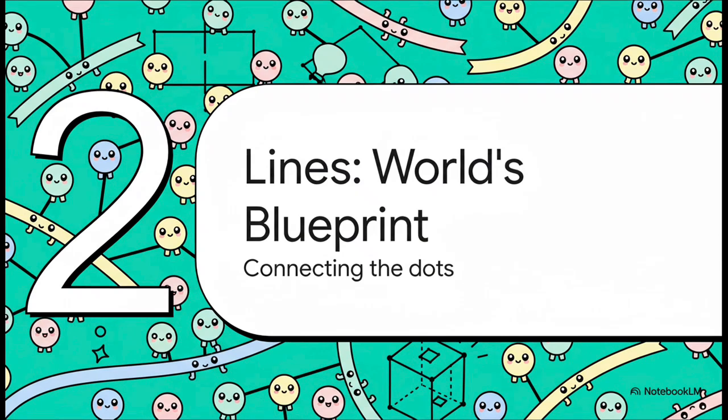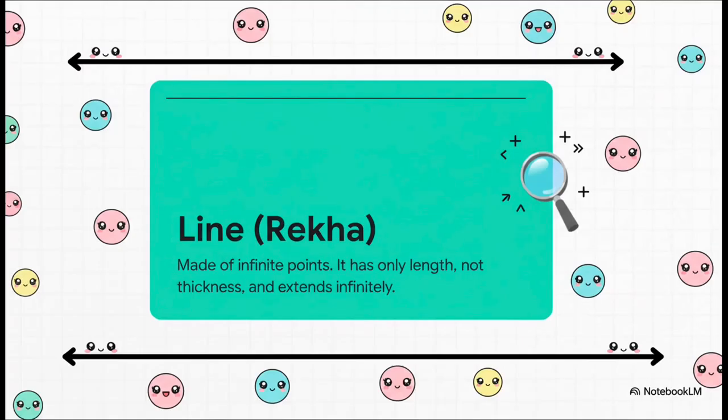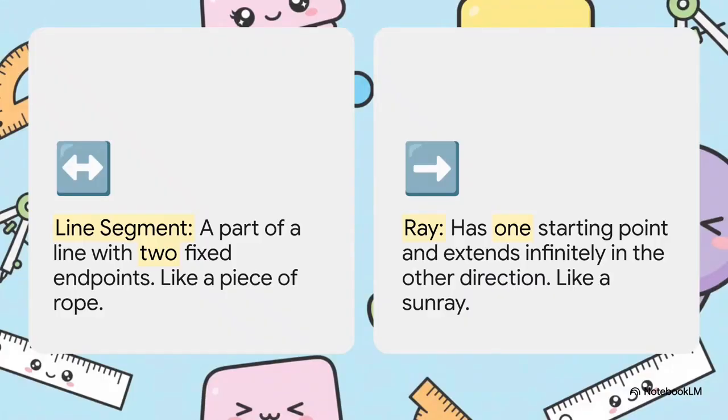From these individual points, we forge lines. And these aren't just simple drawings. You can think of them as the architectural blueprints of our entire reality. So what is a line really? It's basically a chain of infinite points, all strung together one after another. And here's the part that might blow your mind. A true geometric line is infinite. It stretches on forever in both directions. A perfect path that has length, but absolutely no thickness. Wild, right?